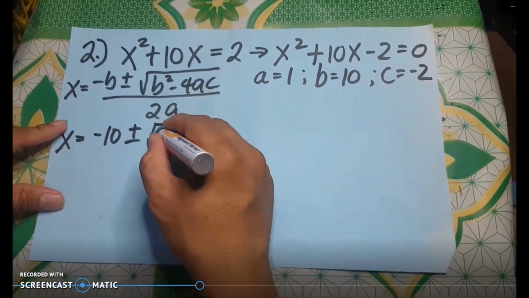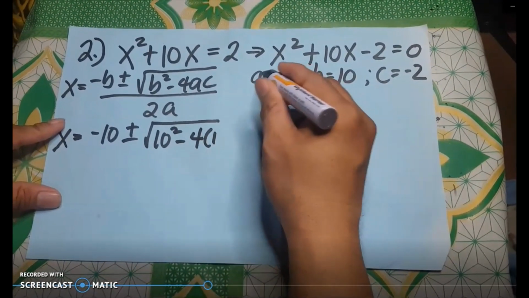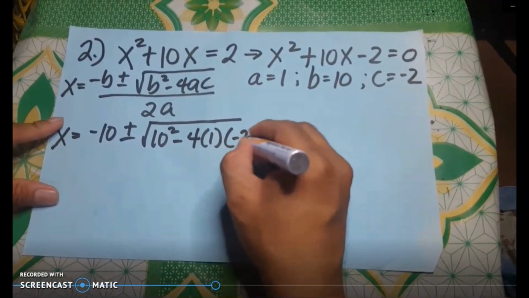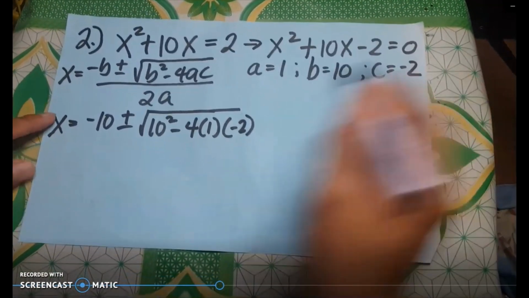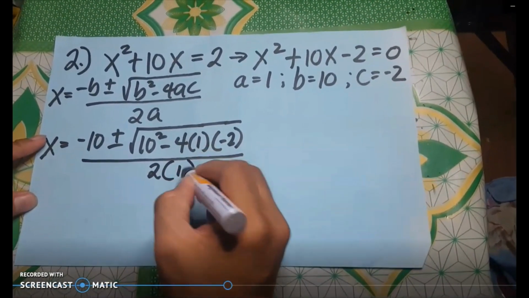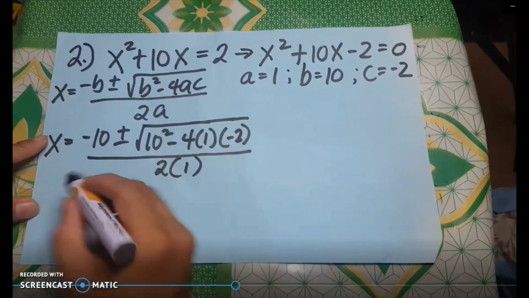So b squared is 10 squared minus 4 times 1, the value of a, then times c, the value of negative 2, which is the value of c here. Then all over 2 times 1. Then simplify first what is inside the radical sign.